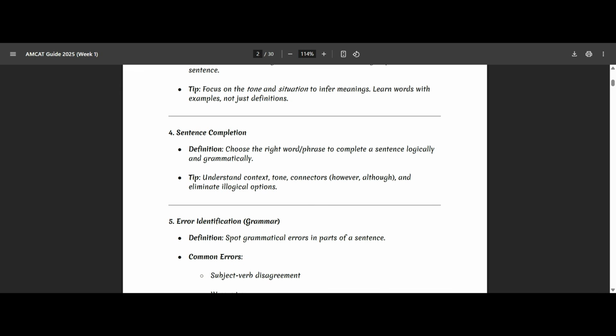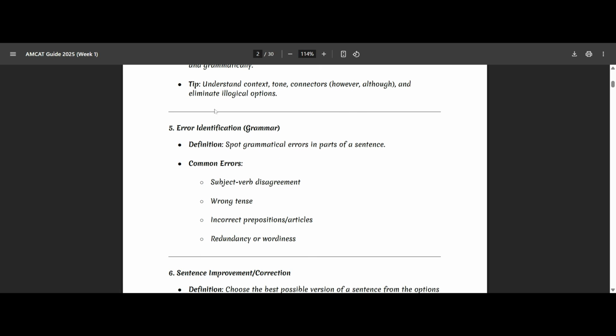Okay. Sentence completion. Choose the right word or phrase to complete a sentence logically and grammatically. Understand context, tone, connectors, and eliminate illogical options. So sentence completion में क्या होगा? You will be given a starting of a sentence and you will be asked to complete it meaningfully and logically. Also, it must be kept as short as possible. Do not keep lengthening it unnecessarily.